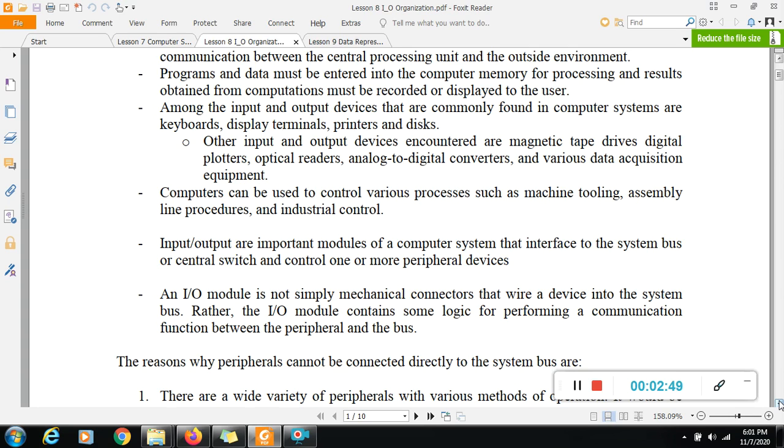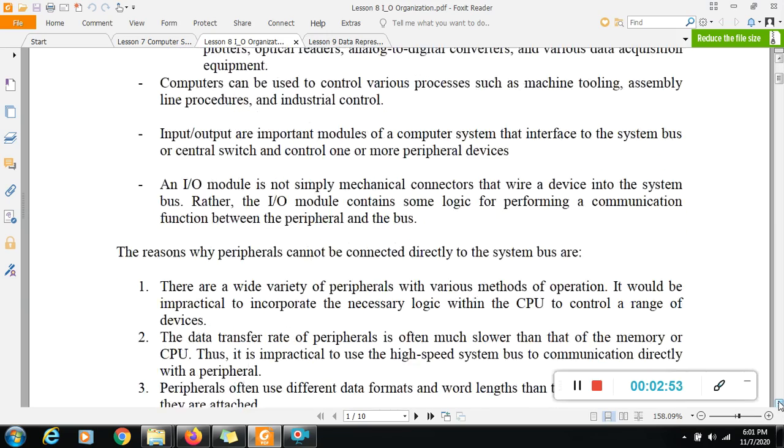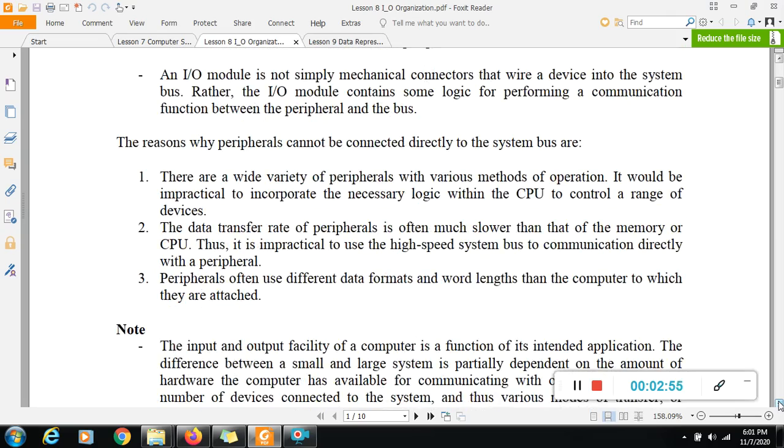And there are reasons why peripherals cannot be connected directly to the system bus. Number one is the fact that they are a wide variety. There are so many peripherals with various methods of operation, and it would be impractical for us to incorporate this logic within the CPU. And we talk of drivers then.